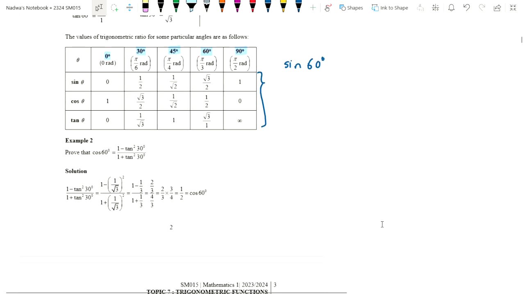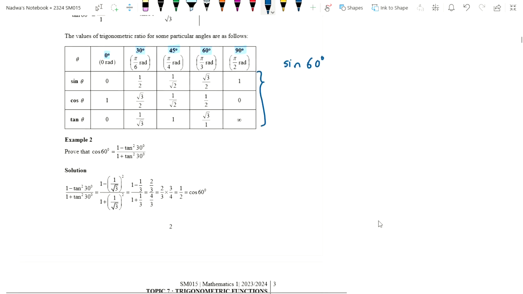Okay, so we go to example 2. It says prove that cos 60 equals to 1 minus tangent squared 30 over 1 plus tangent squared 30. Simply put that we need to find the exact value for tangent 30 here. So we have to substitute 1 over root 3 here and 1 over root 3 here. Then we will get the exact value like this.